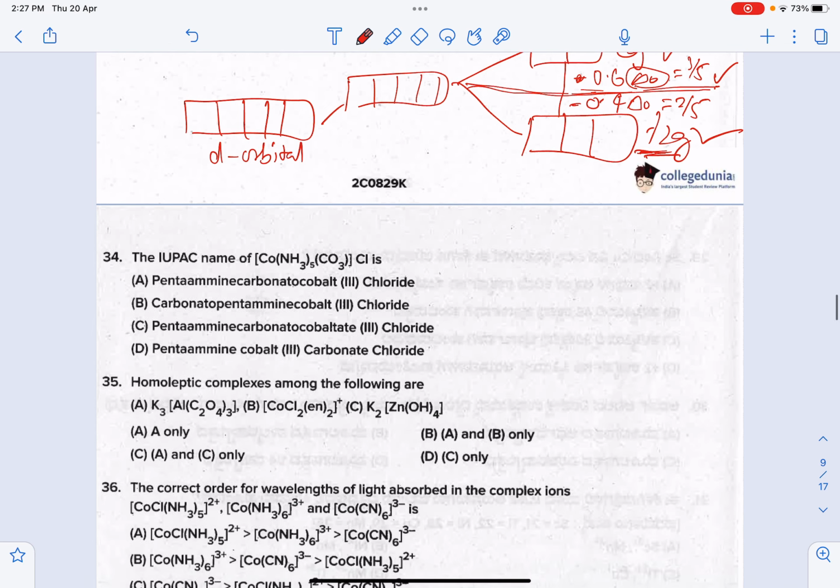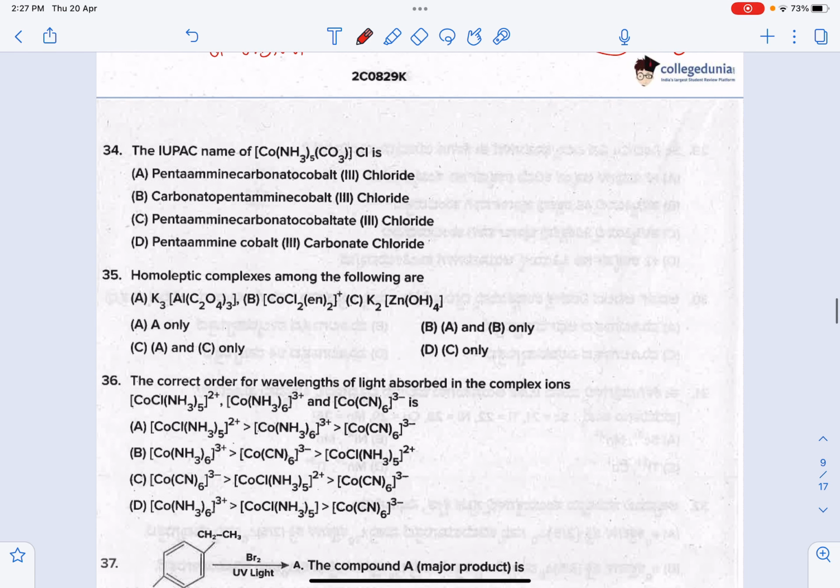Okay, next is question number 34. The IUPAC name of this [Co(NH3)5CO3]Cl. Its correct option will be C. It is pentaamminecarbonatocobalt(III) chloride. Where did the III come from? When we calculate the oxidation state.